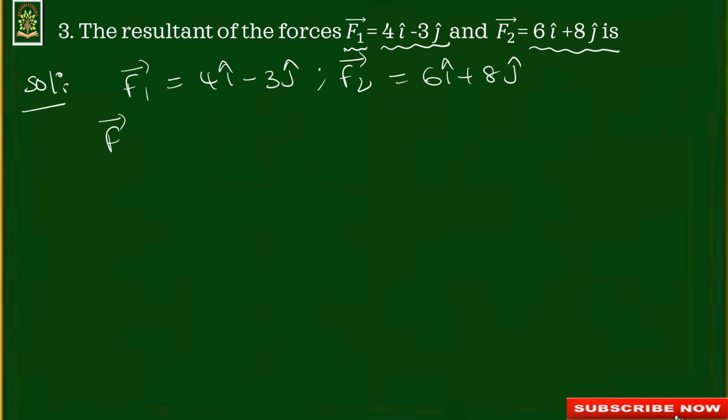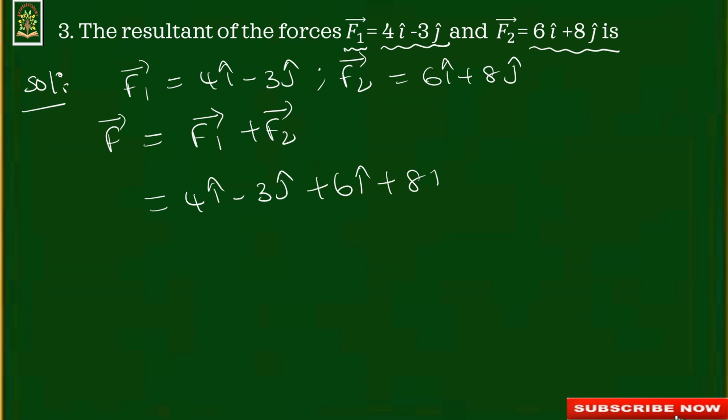F bar is equal to F1 bar plus F2 bar. So that is equal to 4 i cap minus 3 j cap plus 6 i cap plus 8 j cap. So that is equal to 4 plus 6, 10 i cap, 8 minus 3, 5 j cap.